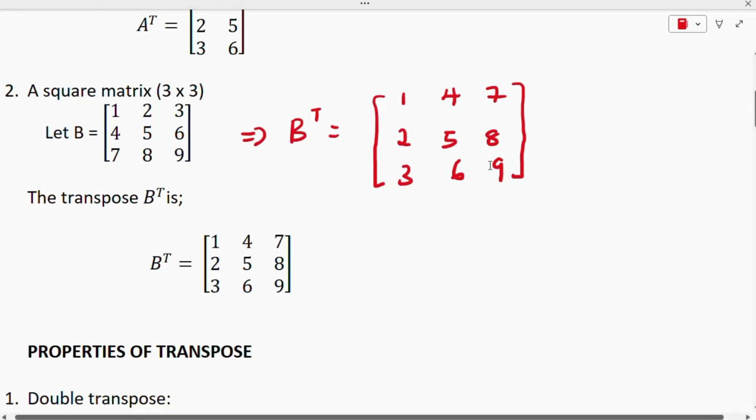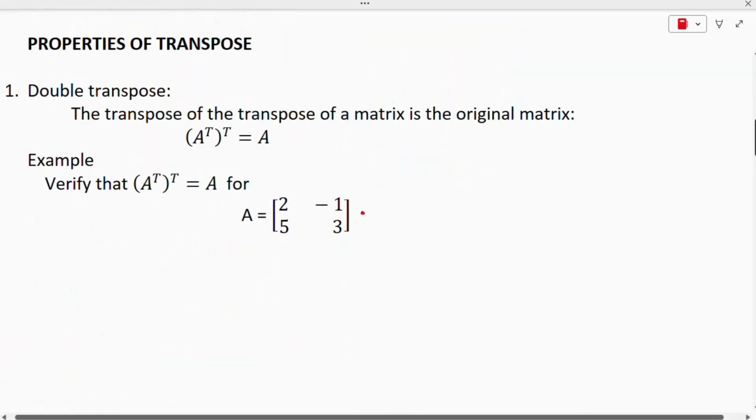Now let's take a look at the properties of a transpose. Now the first property right here, we have the double transpose. The transpose of the transpose of a matrix is the original matrix. If you transpose a matrix twice, it is equal to the original matrix.